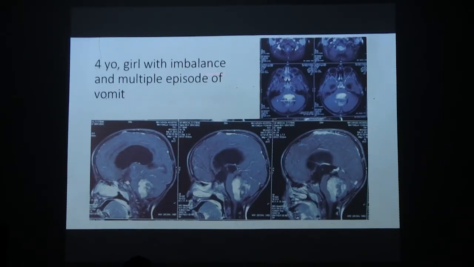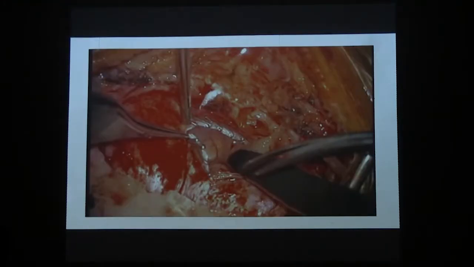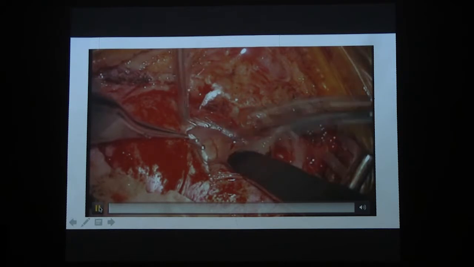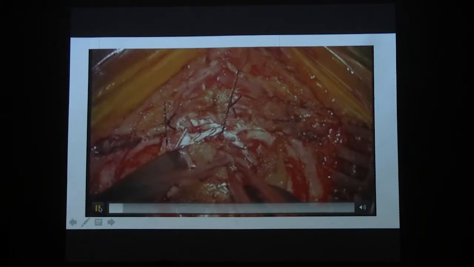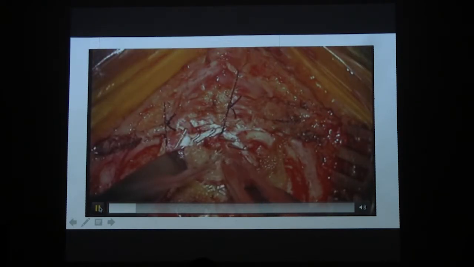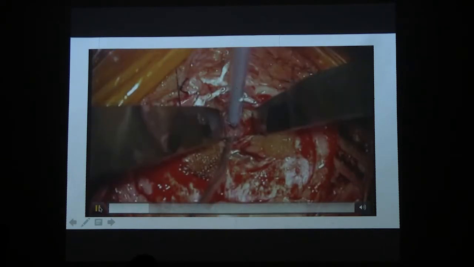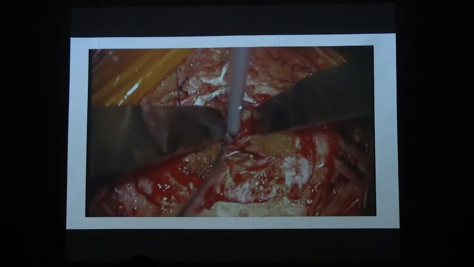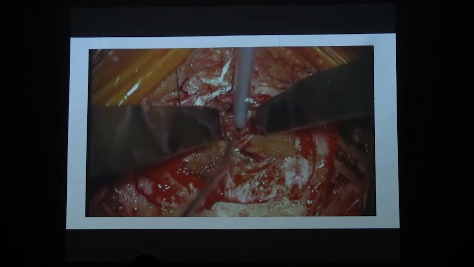4 years old girl with imbalance, multiple episodes of vomiting, typical picture. So it could be medulloblastoma, ependymoma, that's most likely. So we need to take it out. So this is during surgery. Germinoma is unlikely in this location. It could be in the list, but the chance is low.